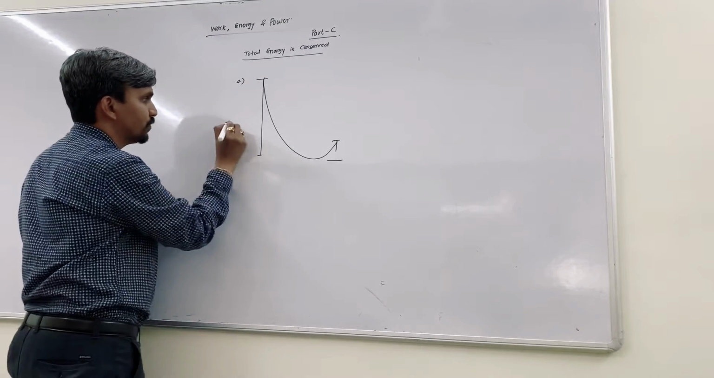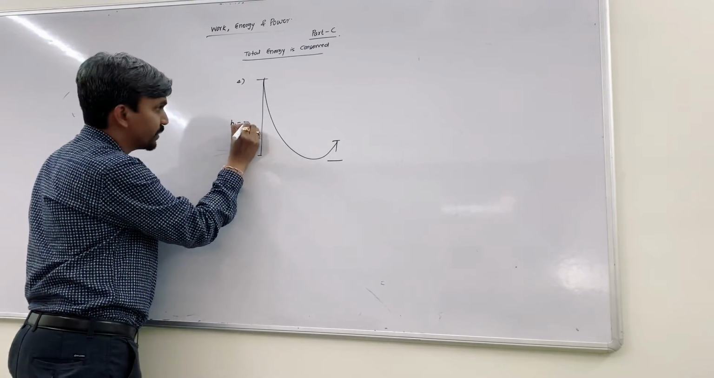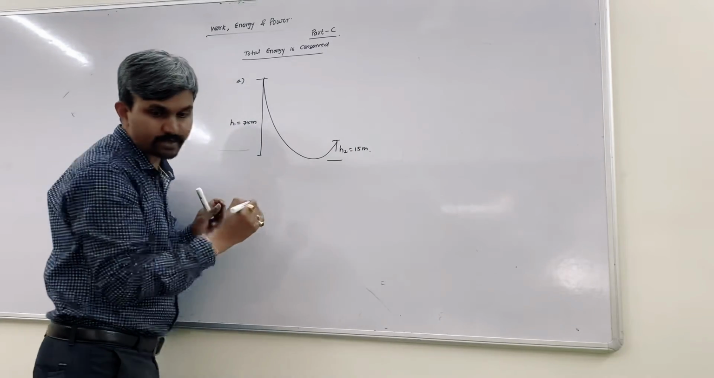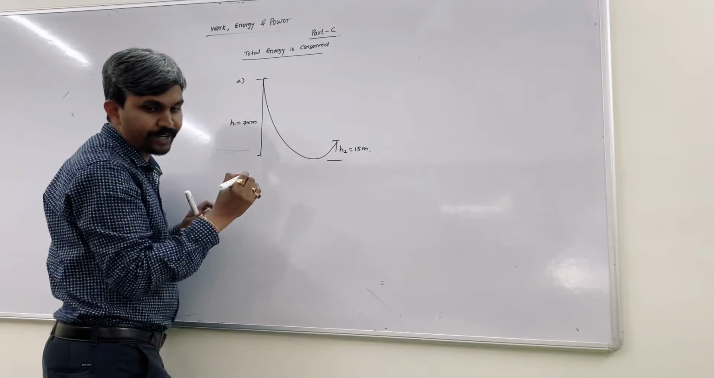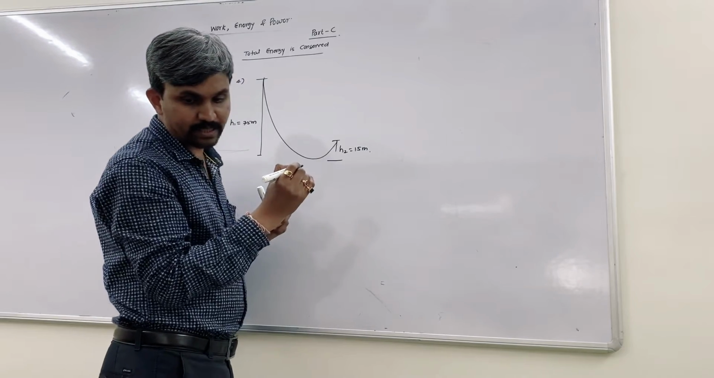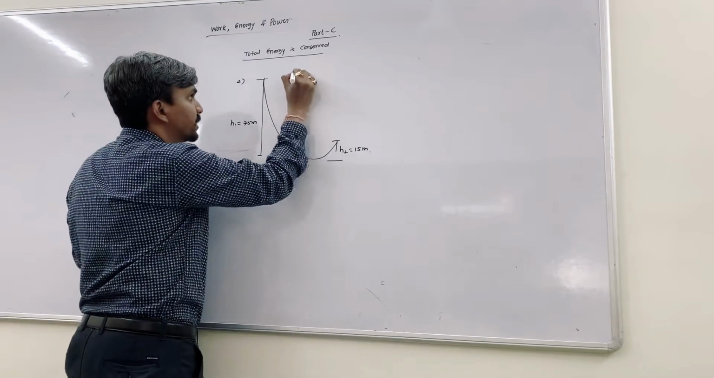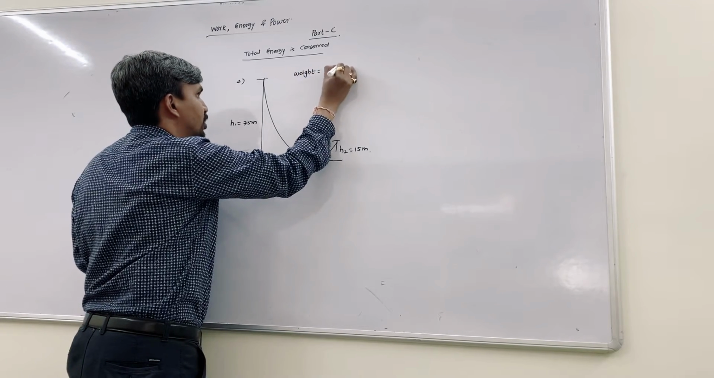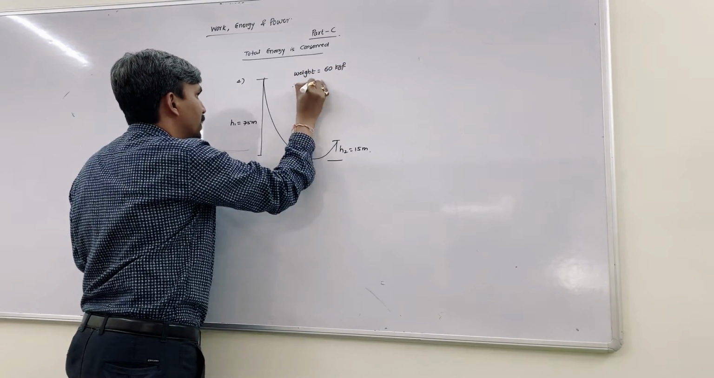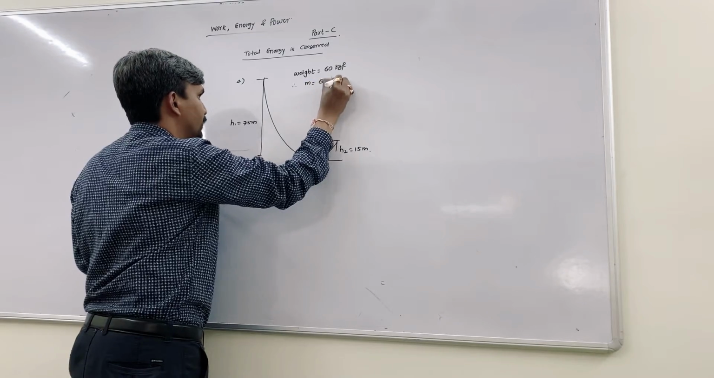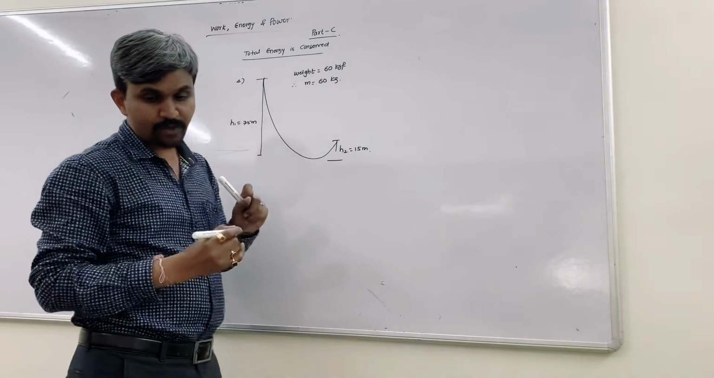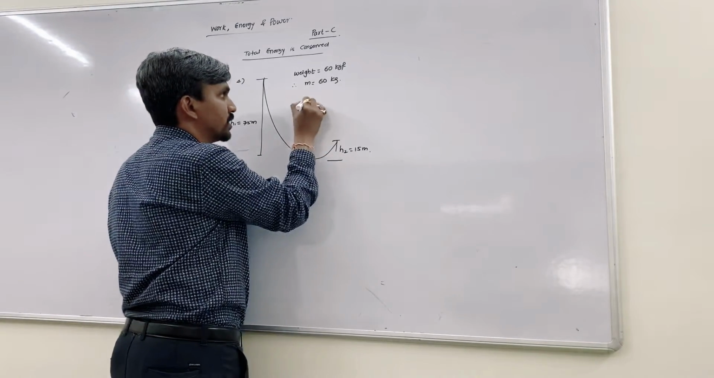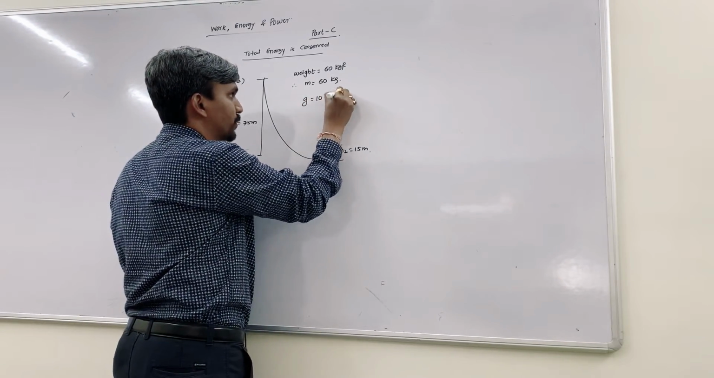So your h1 is given as 75 meter. Your h2 is given as 15 meter. Right? Now the weight of a sphere is given, that is 60 kgf. So I will write mass is equal to 60 kg. What they want here: calculate the change in gravitational potential energy. g value is given. It is 10 meter per second squared.